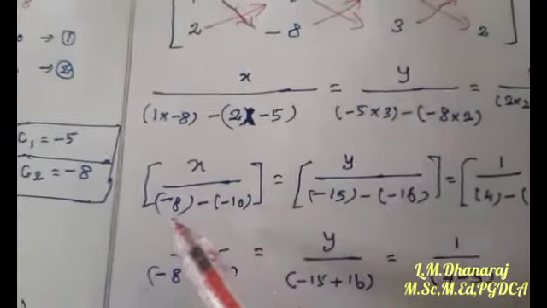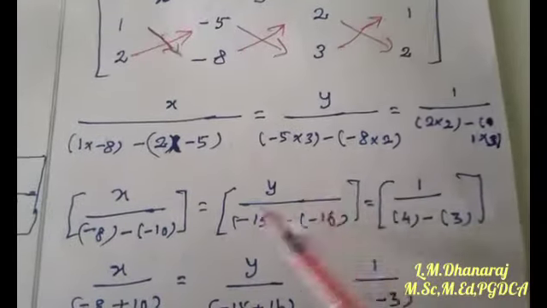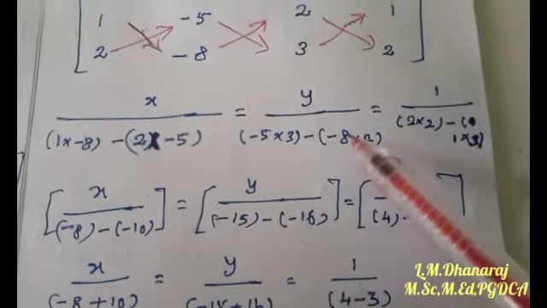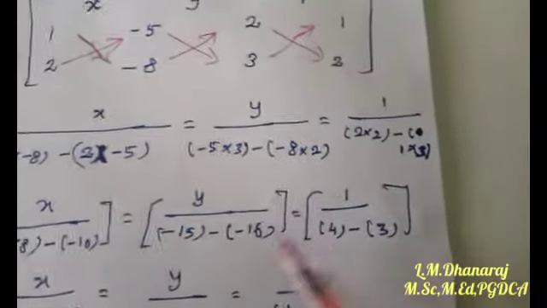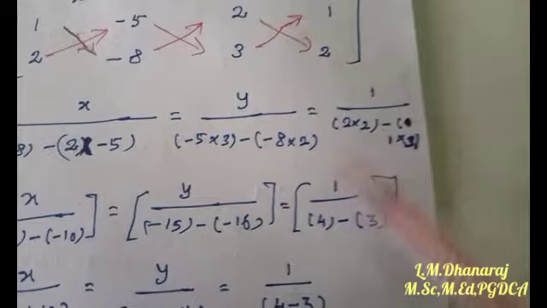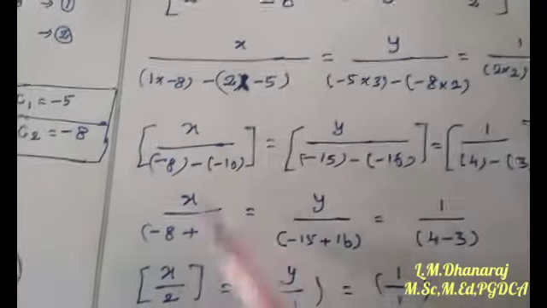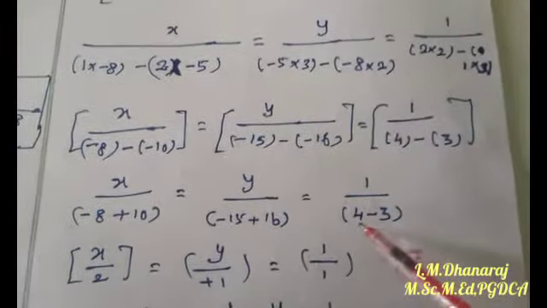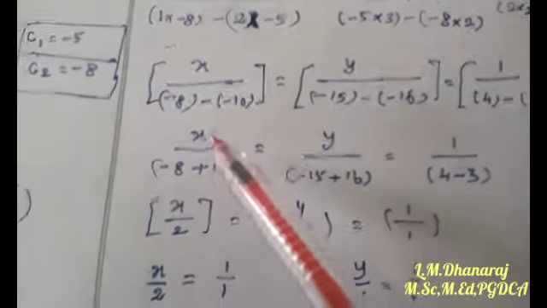Now we have to multiply. So x by minus 8 minus 2 into minus 5, which is minus 10, is equal to y divided by minus 15, since 3 into minus 5 is minus 15, minus 8 into 2 is minus 16, is equal to 1 divided by 2 twos are 4 minus 1 into 3 is 3. Now we have to insert the minus symbol. So x by minus 8 plus 10 is equal to y by minus 15 plus 16 is equal to 1 by 4 minus 3. So the result is x by 2 is equal to y by 1 is equal to 1 by 1.